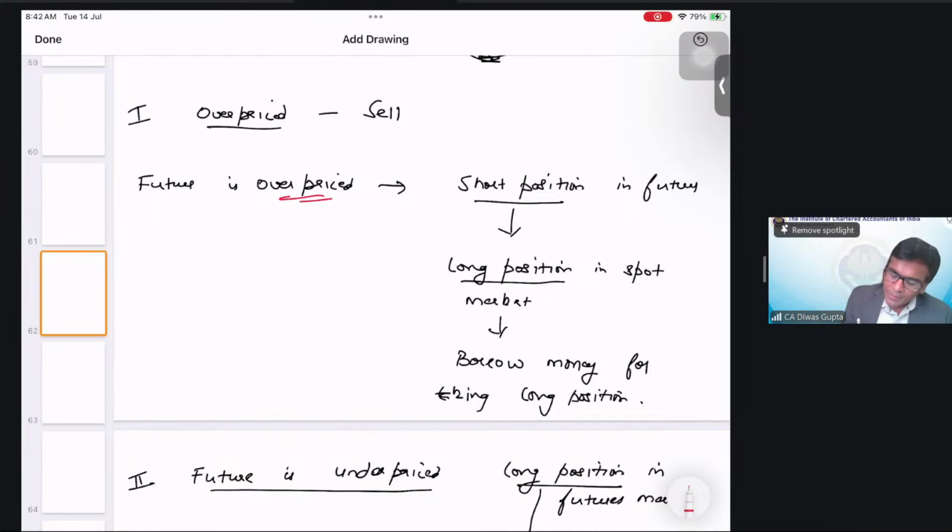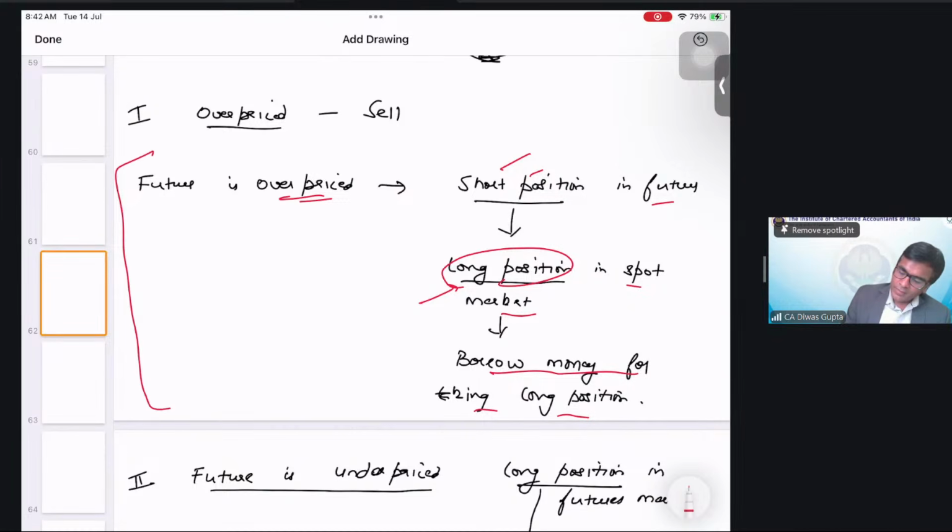Correct? So if futures are overpriced, students, what am I going to do? I'm going to take a short position in the futures market. Because if I take a short position in futures, I will have to take an opposite position in the spot market. And for taking the long position, I will borrow money. Correct? Because taking the long position means I will have to purchase the equity share. Now, the moment I have to purchase the equity share, I will need money. So with this, I am able to do a hedge, and I am able to do an arbitrage wherein I am getting a riskless profit.